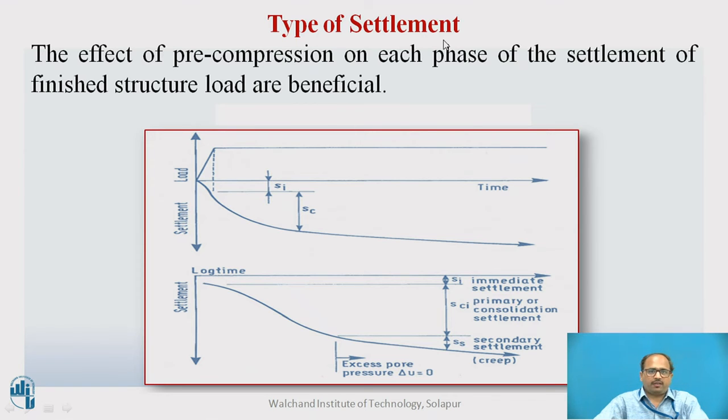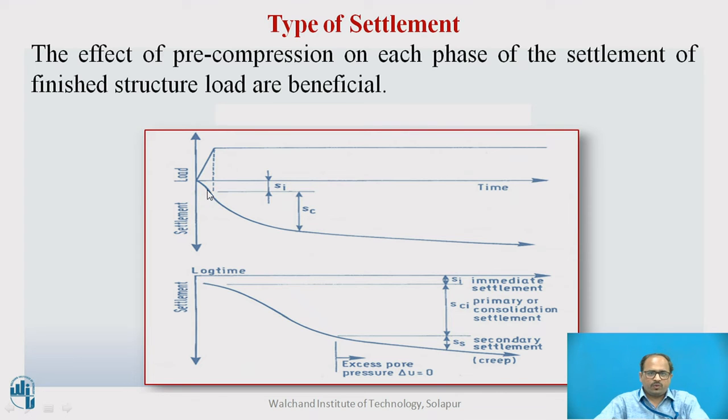Type of settlement. The effect of pre-compression on each phase of the settlement of the finished structure load is beneficial. Here is a typical graph. This axis is your time and this axis is your load, and below is settlement. When you apply a surcharge load, for example, if you apply 10 kilonewton, some settlement occurs. We call that your immediate settlement.